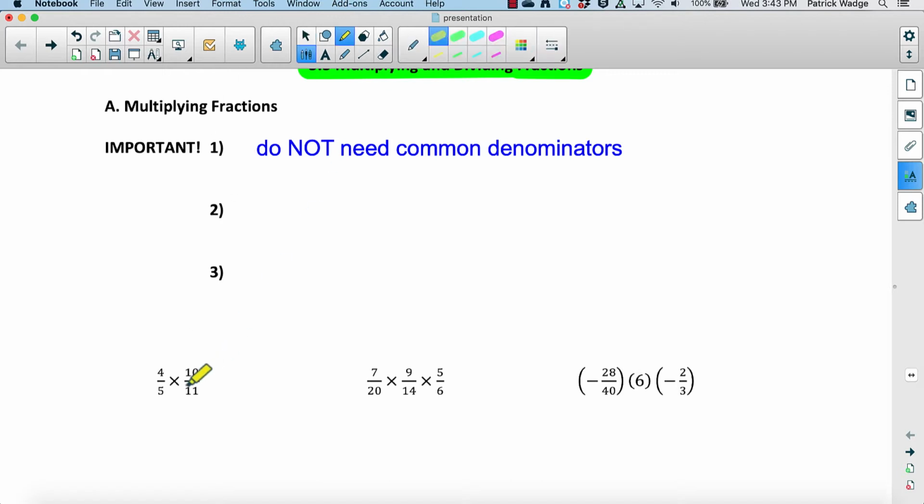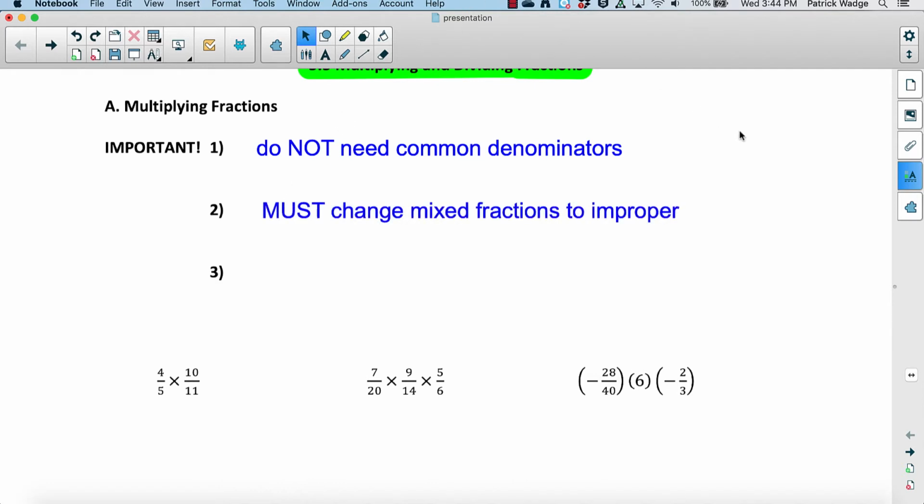Like in this question right here, you have a denominator of 5 and a denominator of 11. And if you were adding or subtracting, you'd need to find the lowest common denominator, which is 55, and change them both into 55. And what you do at the bottom, you do that. No, we don't do any of that stuff with multiplying. You do not need common denominators. That's good news.